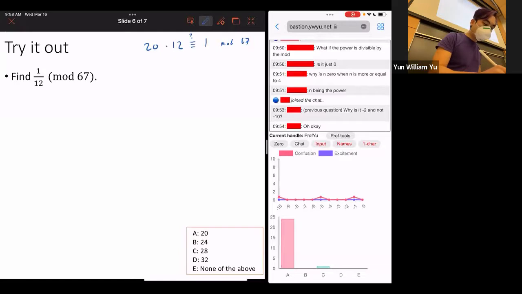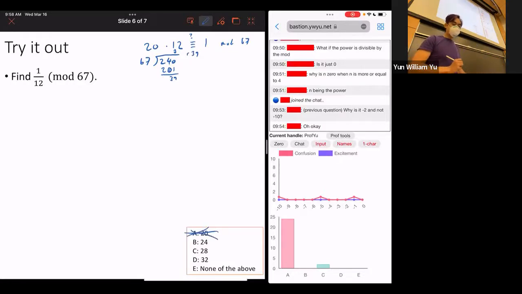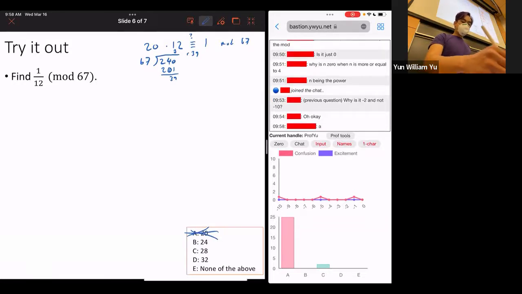And you'll notice that this gives you 240, which if you divide by 67, that's 3. So that's 201 and 39, remainder 39. So it is not 1. So A is incorrect here.